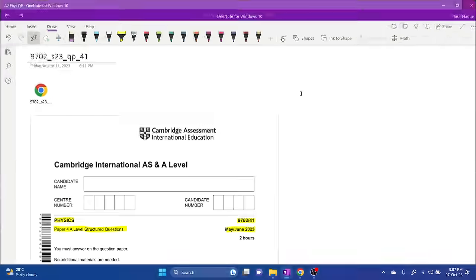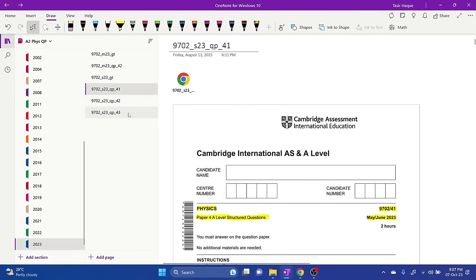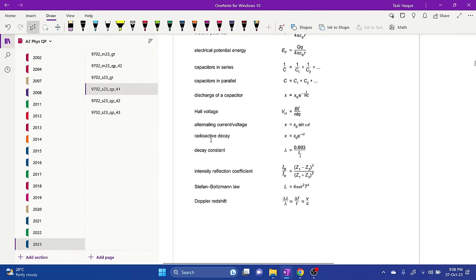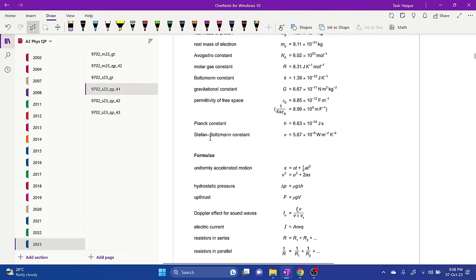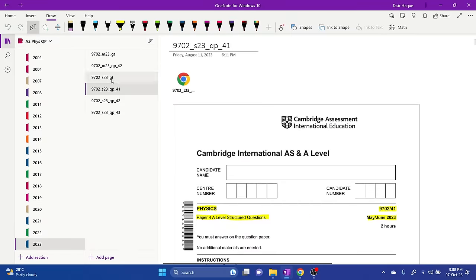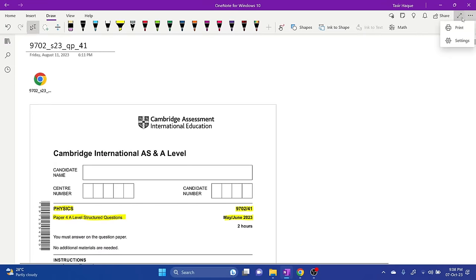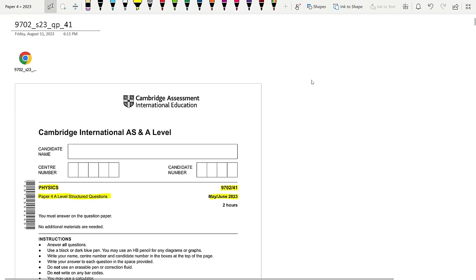By the way, quick disclaimer that this paper is the same as paper 4-3. As you can see that they have the same questions. So this is paper 4-1 as well as paper 4-3 is the same one. Here you go. Paper 4-1 or paper 4-3. This is the same paper.